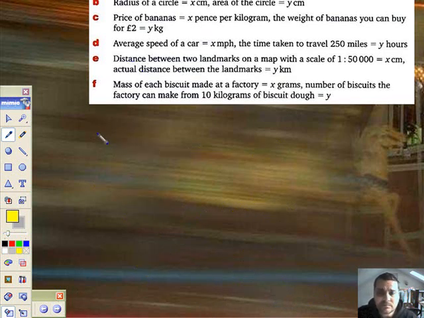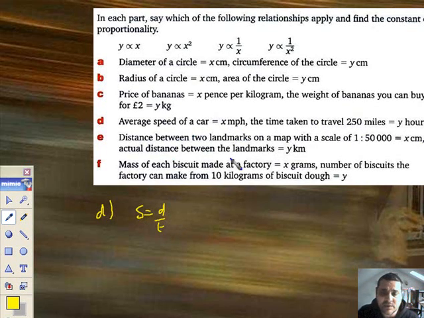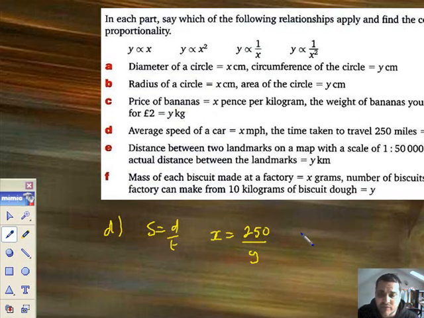Right, next one, I'm going to do D here. The average speed of a car is x miles per hour, and the time taken to travel 250 miles is y hours. Okay, we know speed equals distance divided by time, and I'm told the speed is x. Okay, write down x here. So x equals, what's the distance? 250, and I'm dividing by time, and my time is of course y hours. So there I go, just rearrange that. I've got y equals 250 over x, and just by cross multiplying, y goes up, x comes down.